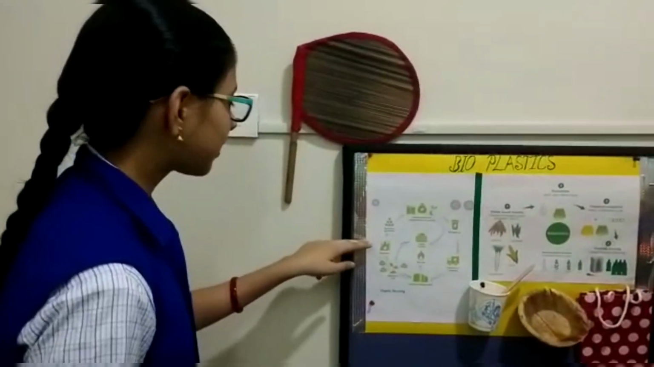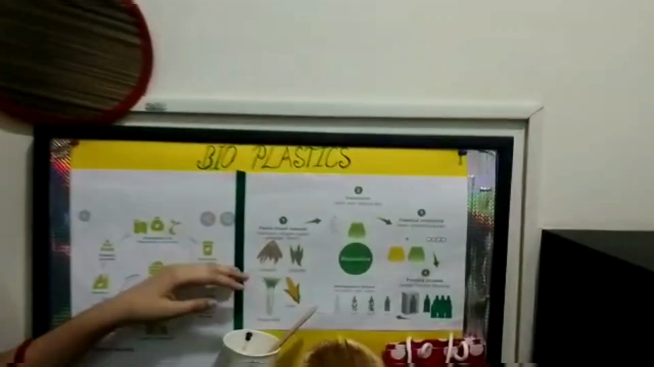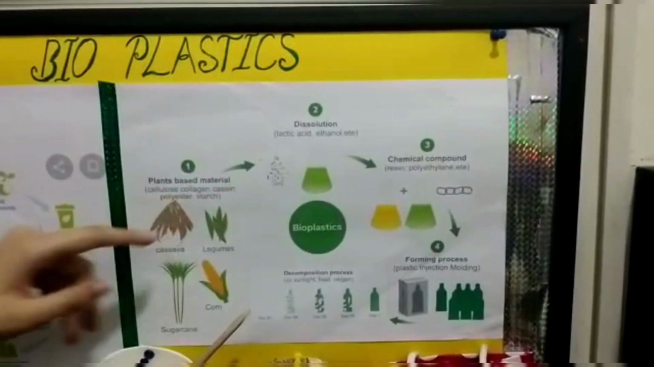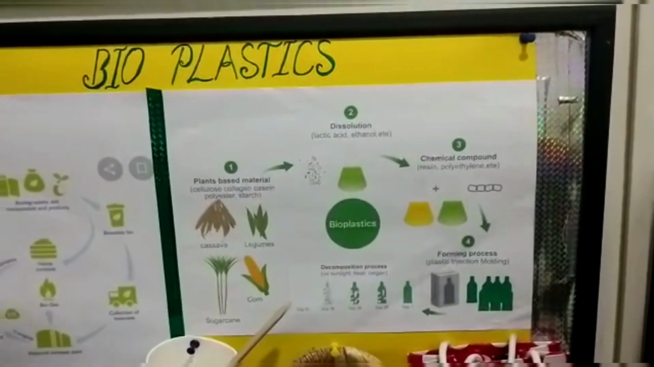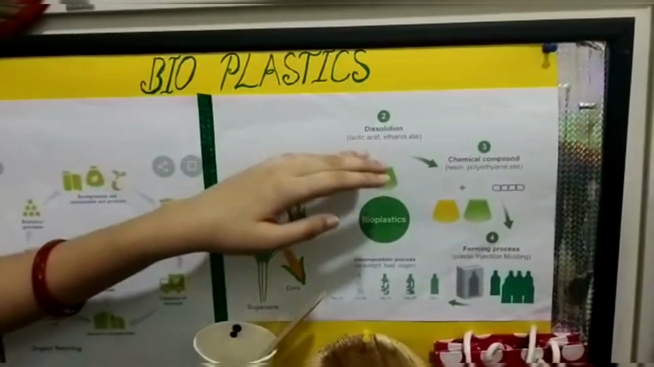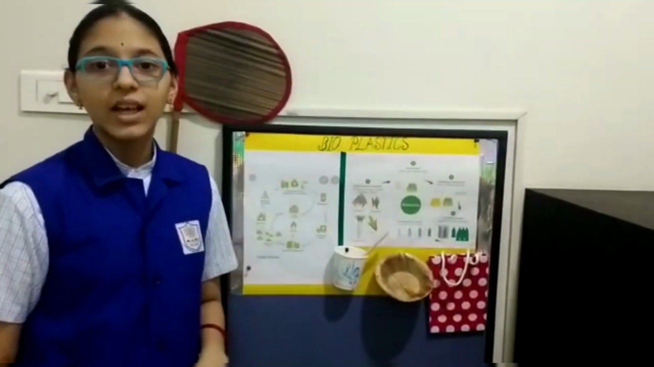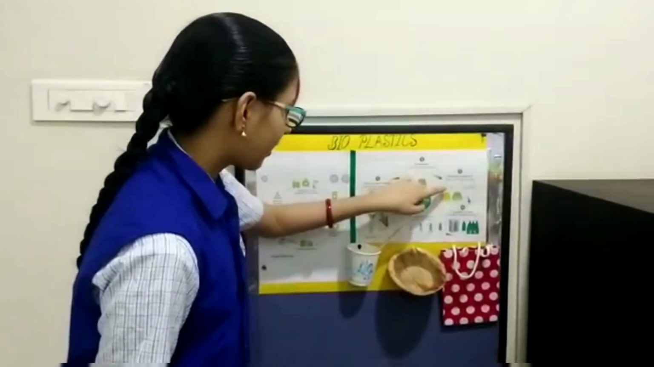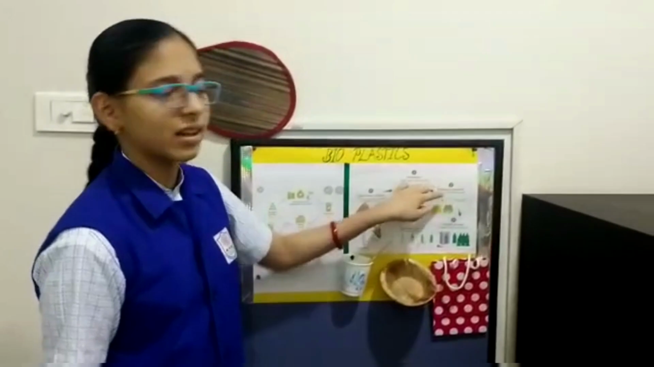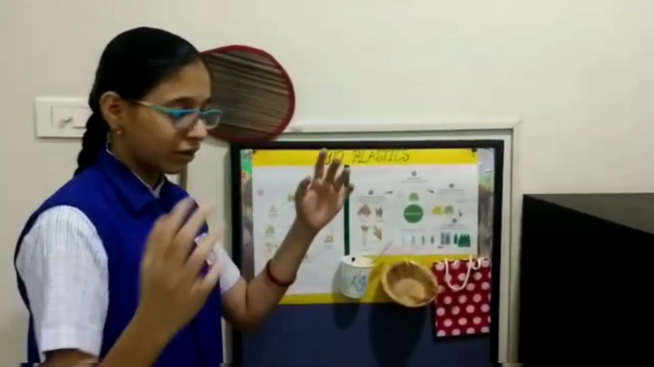Now, what is the process the bioplastics undergo? Let's take a look here. First, the plant-based material such as cellulose, etc. is dried. Then, it is dissolved into liquids like lactic acid, ethanol, etc. And then, it is added to a chemical compound such as resin, polyethylene, etc. Then, it is formed and molded into bioplastics.